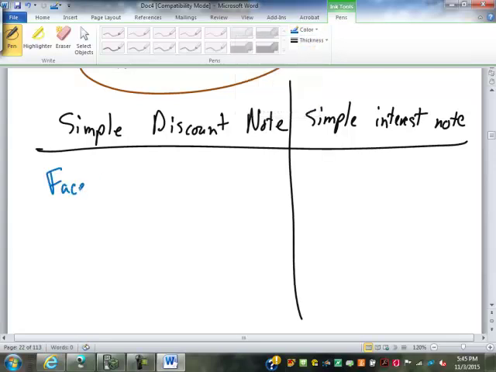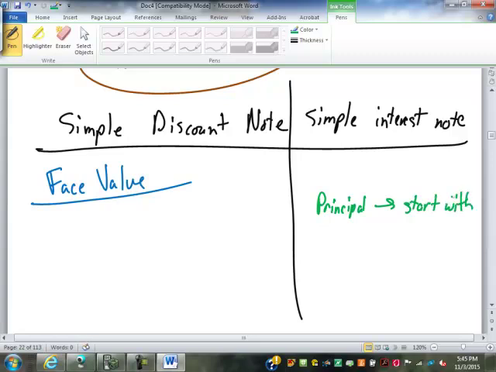So, face value. In the simple interest note, that is your principal that you start with. For a simple discount note, it is still your principal, but it is what you pay back at the end. In other words, it's equal to the maturity value.